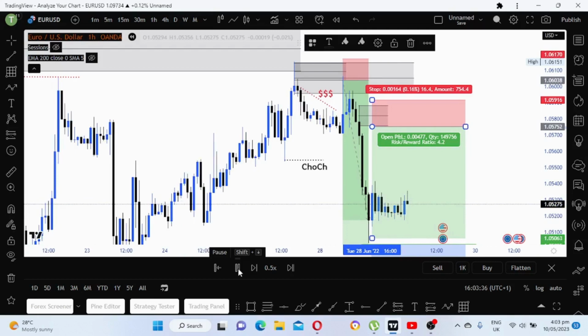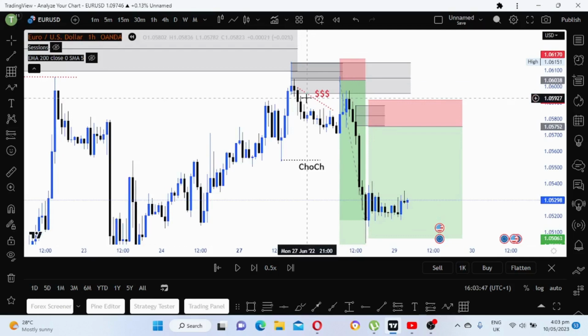So as you can see, guys, after price tapped into this supply zone, that is where the major banks came in. That is where you must follow these major banks. How? You must follow their footsteps, guys. When they are entering is when you can enter.